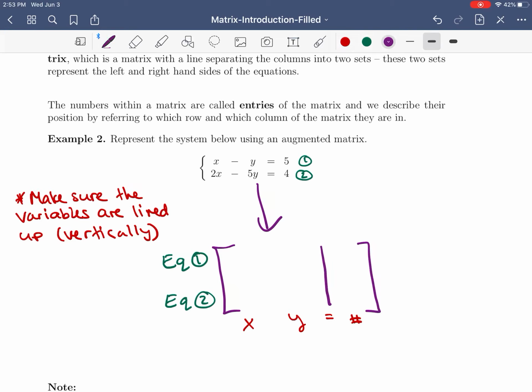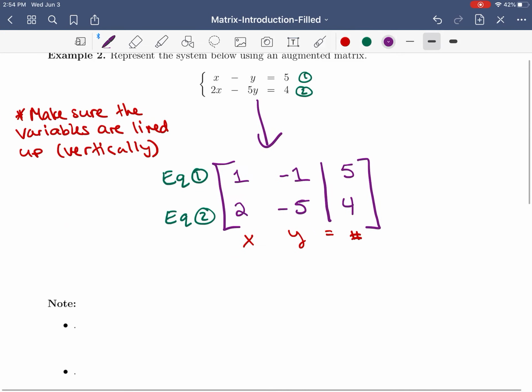The way that I would put this system into a matrix is you just have the coefficients. Because we know what each spot means, this spot is the x coefficient in equation 1 because we're in row 1, column 1. This spot here is in row 1, column 2, so it's going to be the coefficient of y. So we're going to have a 1, a -1, and then a 5 is the number. And then we're going to have a 2, a -5, and then a 4 in our row 2.